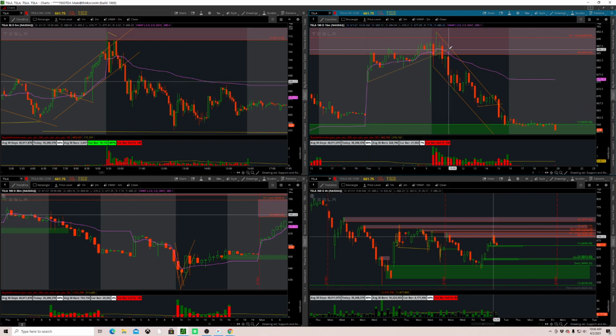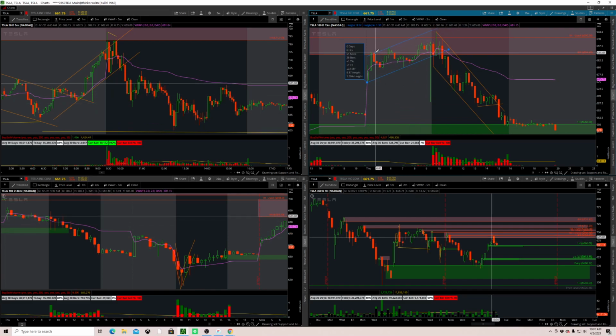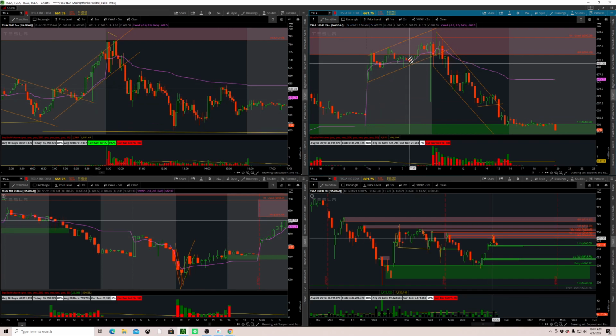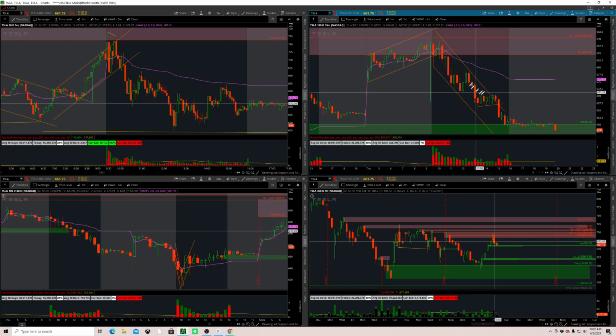So we have that, and then we can redraw our channel there. And as you can see, price has stalled. It's come back up to the top of the channel, come back down, and then we see it's not making another high on the next leg. And then we can now get in at the break of this candle and we can write it down.